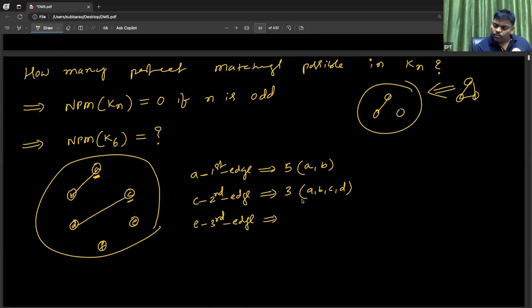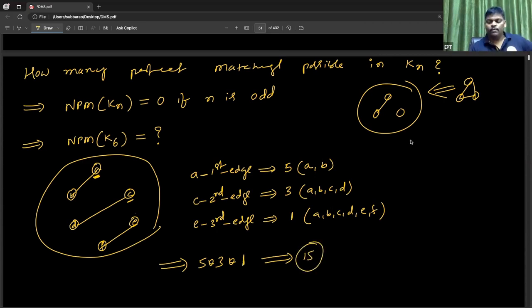So what is the answer now? I think you have only one choice. Now A, B, C, D, E, F are over. All are covered. So the total number of perfect matchings is 5 into 3 into 1, which is going to be 15. If you want, you can try. So the number of perfect matchings in K6 is equal to 15.